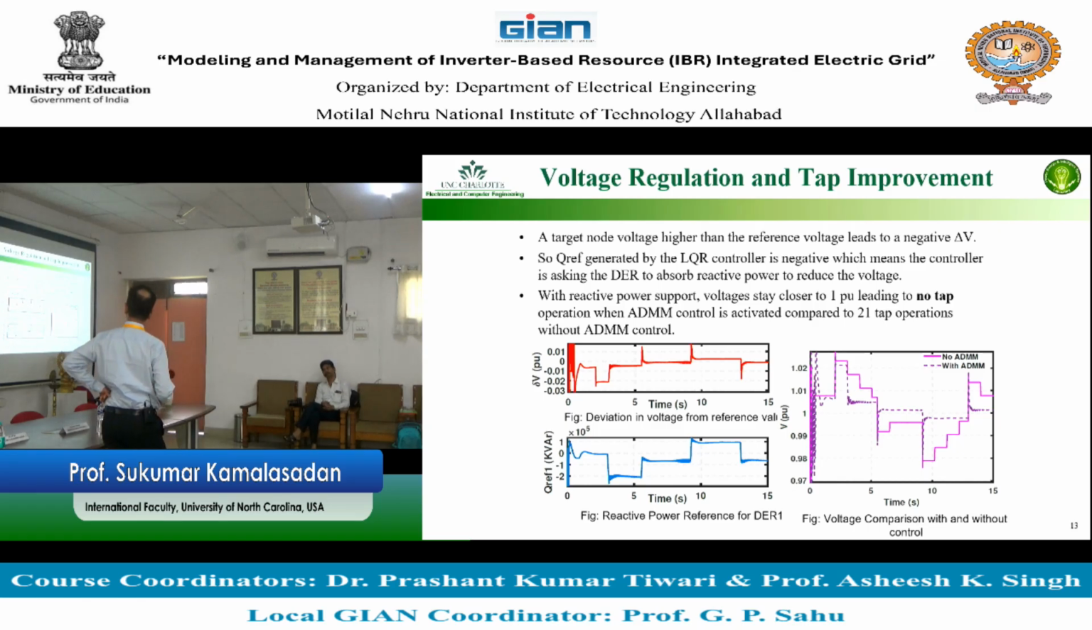This is another example where target voltage is higher than the reference voltage, leading to negative delta. So you are putting in reactive power to make the voltage close to 1. So this is a delta V, and then you are putting the reactive power reference. So reactive power is changing. So you see that when the load changes, the voltage delta has to maintain 0. So you see right here, they are changing, but the voltage deviation is kept as 0.